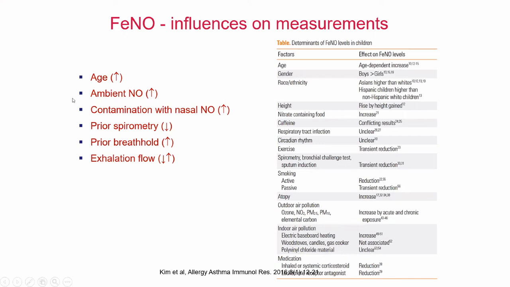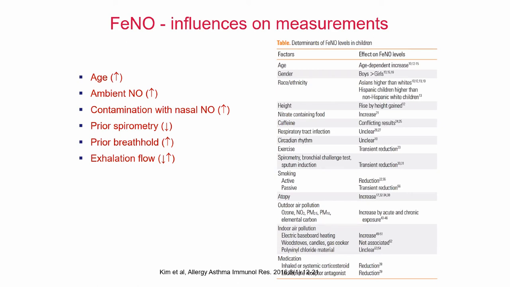So the ambient air, of course, is important, because sometimes in the ambient air, especially if you live in a large city, you will have values of 100, 200 ppb, and you want to measure a value of 10 to 20 ppb in your air. So a contamination of the ambient air will give you falsely high results. As I said, the contamination of the nasal NO is a bad thing.